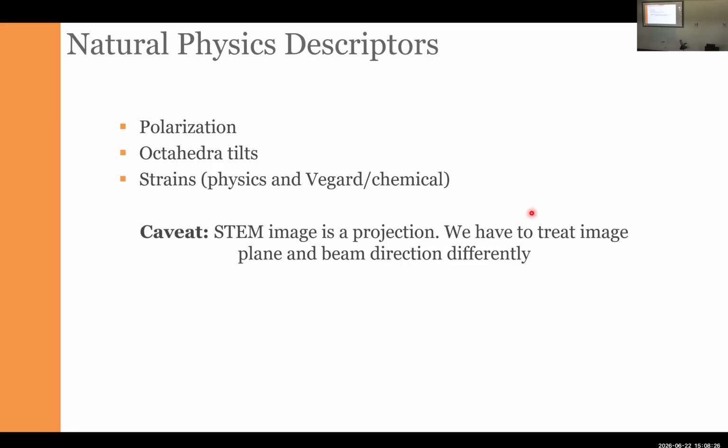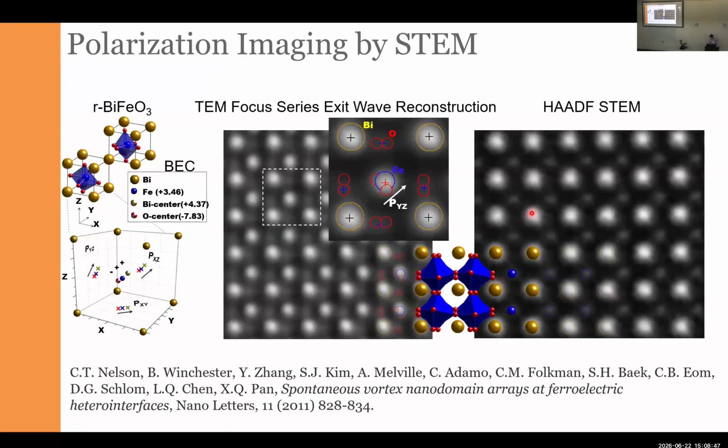However, one of the earliest tangents of thinking in this field was trying to take the STEM data and map it on the physical order parameters that we understand very well. Things like polarization, octahedral tilts, strains. So these are the things that people study macroscopically. And now the idea is that we can observe them on the atomic scale. So how can we do that?